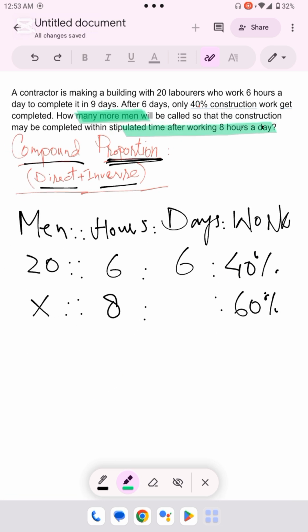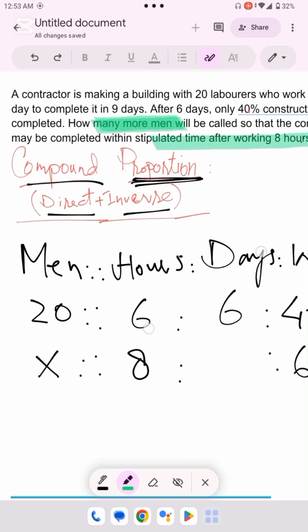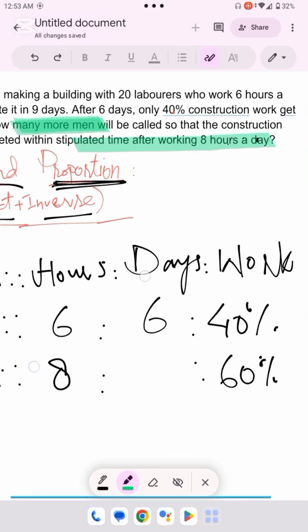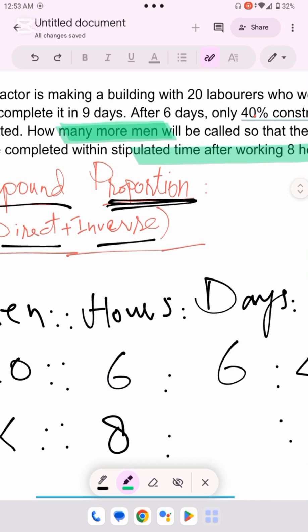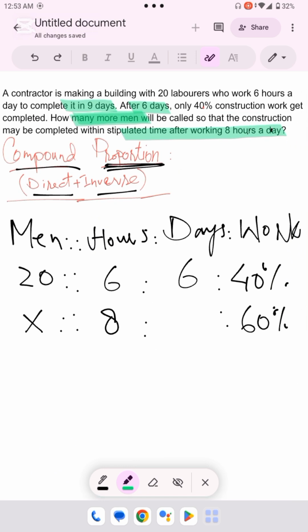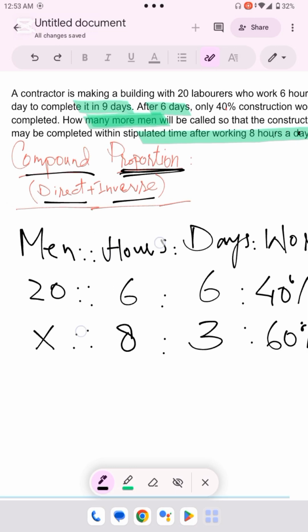How many days are there now? The days are not mentioned in the question. But if you read the statement carefully, a contractor is making a building with 20 laborers who work 6 hours a day to complete it in 9 days. So the building has to be completed in 9 days, and the laborers worked for 6 days to complete only 40%. So that means only 3 days are left. So all the 60% has to be completed within 3 days. All right. How will you make the relation? That is very important.